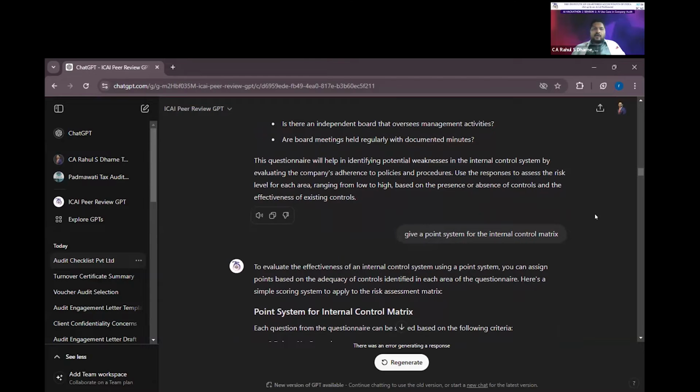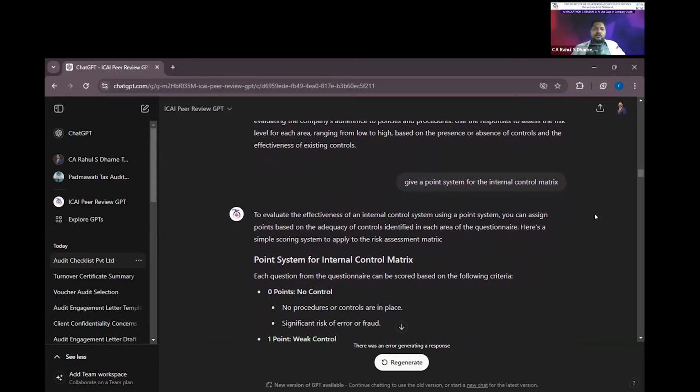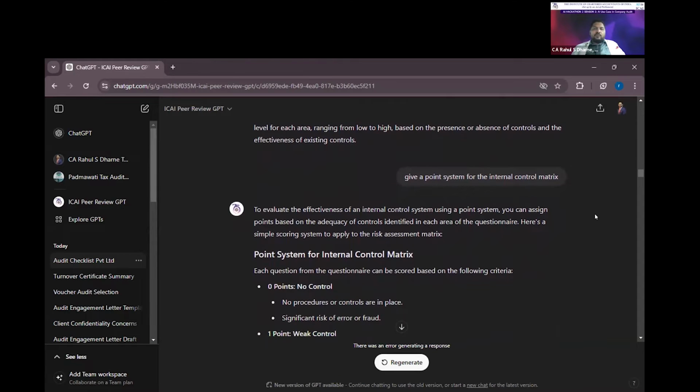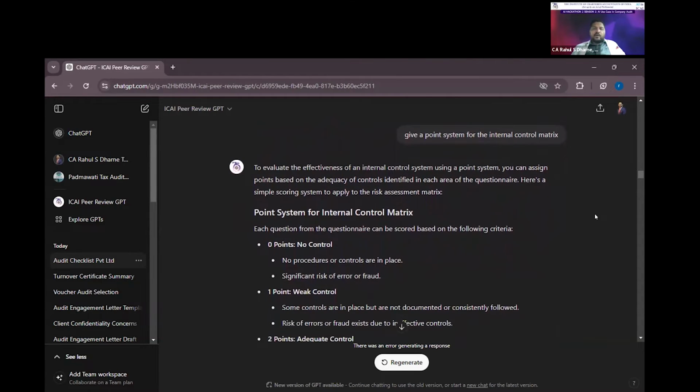Use the responses to assess the risk level for each area, ranging from low to high, based on the presence or absence of controls and the effectiveness of existing controls. Now we will ask ChatGPT to provide us a scoring model.